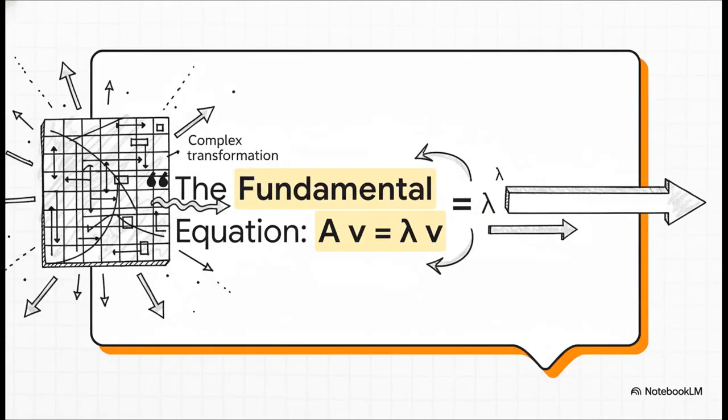And it all boils down to this one beautiful, simple equation: A times v equals lambda times v. Think about what that's saying. On the left, you've got this complicated transformation, A, acting on our special vector, v. And on the right, you get the exact same result by just scaling that vector with a simple number, lambda. It's incredible. It shows how the special vector tames the complexity of the whole transformation.